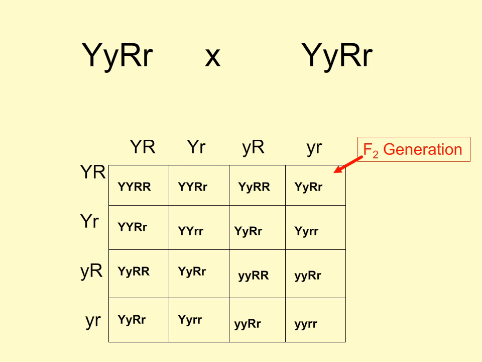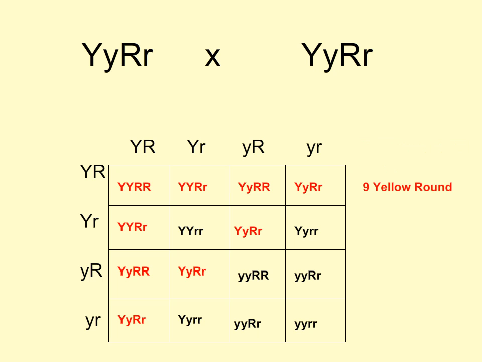Let's determine the phenotypes. How many do we have that would display the dominant trait for both seed color and shape? 9 would have yellow round seeds. And how many would display the dominant trait for color and the recessive trait for shape? 3 would have yellow wrinkled seeds. How many would display the recessive trait for seed color and the dominant trait for shape? 3 would have green round seeds. And how many would display the recessive trait for both seed color and shape? 1 would have green wrinkled seeds.